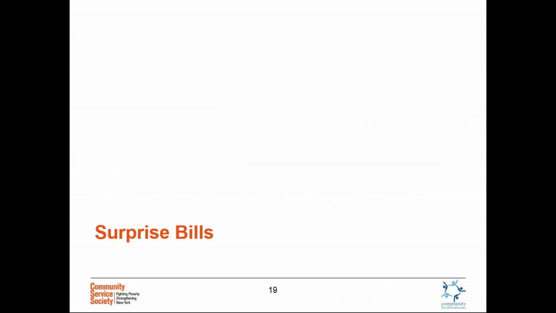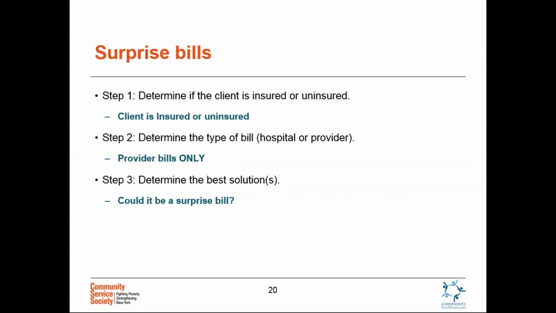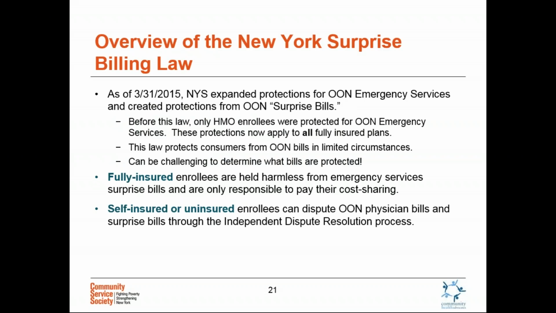So let's take a closer look at what a potential surprise bills case looks like. Here are the three steps. Notice that in surprise billing cases, the answer in step number 2 will always be provider or physician bill, not an ambulance bill and not a hospital bill. And this is because the surprise bill law only applies to out-of-network doctor bills.